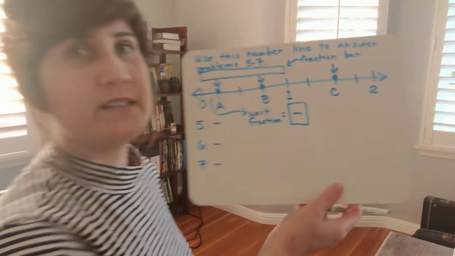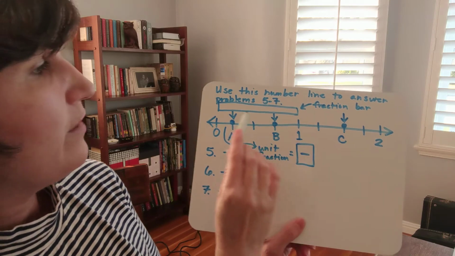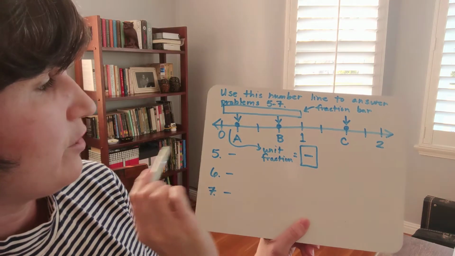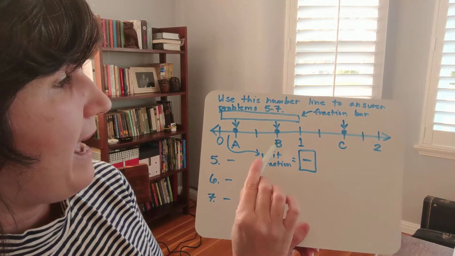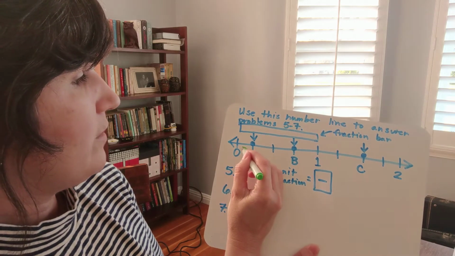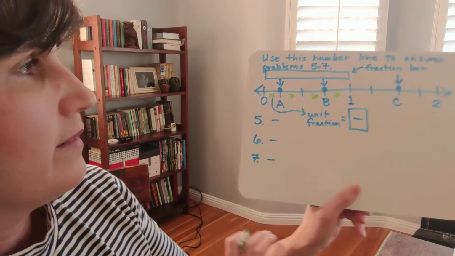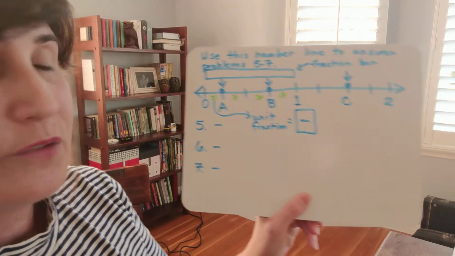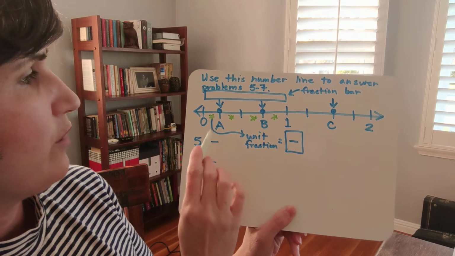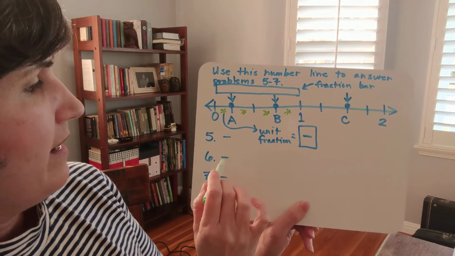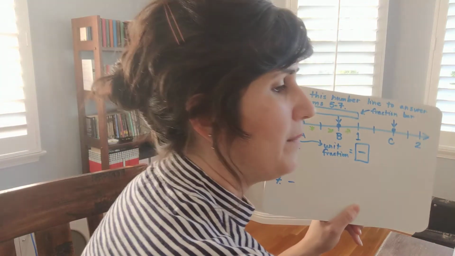This problem is, use this number line to answer problems 5 through 7. Here's the fraction bar. I want you to complete your fraction bar and figure out what your unit fraction is and label A and B. Remember, each of these little sections between 0 and 1 is a unit fraction. So figure out how many unit fractions there are. Finish your number line and tell me what is the fraction for A, B, and C. And then you can show the answer to both of these problems.